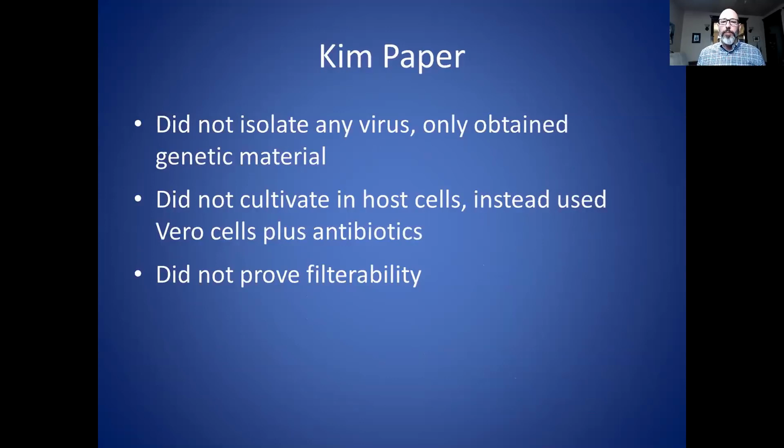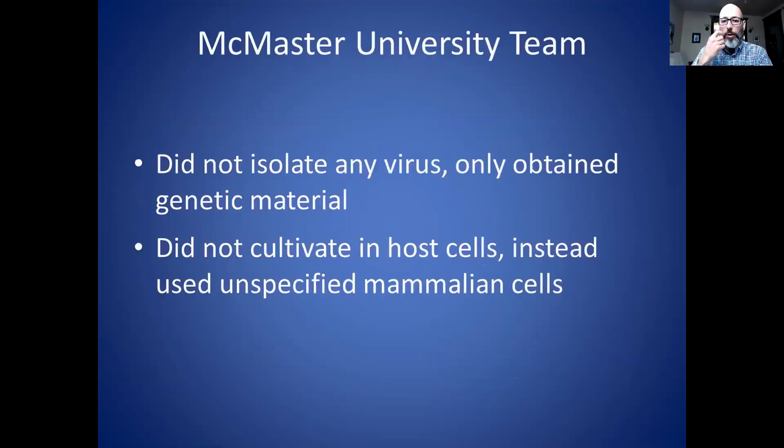Now, the third paper is a little bit more problematic, but I'll get to that in a second. If you look at the methods, once again, they did not isolate any virus. Once again, they did not cultivate in host cells. They used Vero cells and antibiotics and did not prove filterability. However, I want to describe the McMaster team first because, like I said, they don't have a published paper, so I can't say a lot, but they did describe their methods a little bit on their website. Once again, they did not isolate a virus, and they also did not cultivate in host cells. They're using some other kind of mammalian cells, which is the same procedure every group is using.